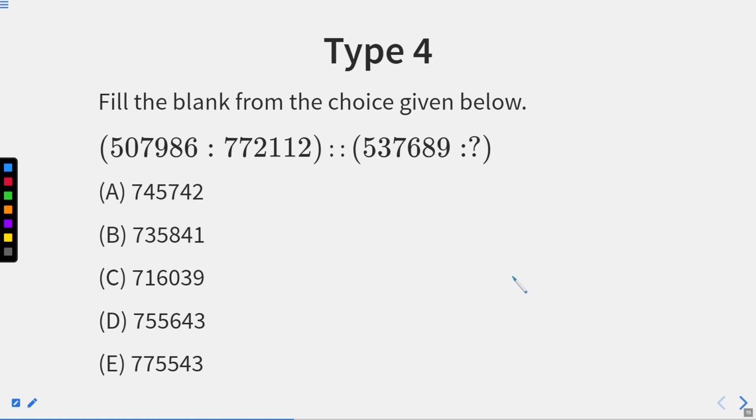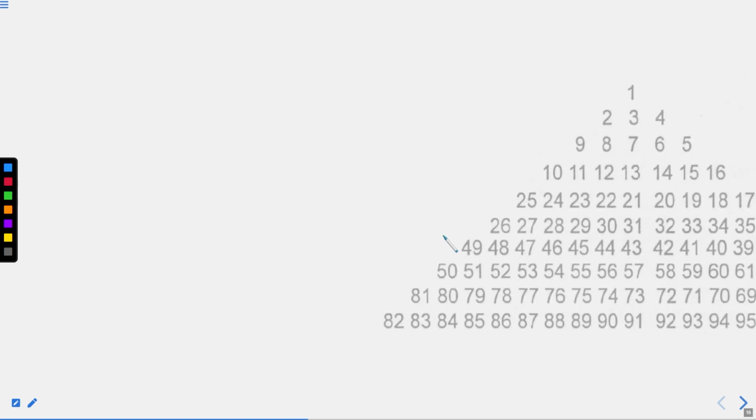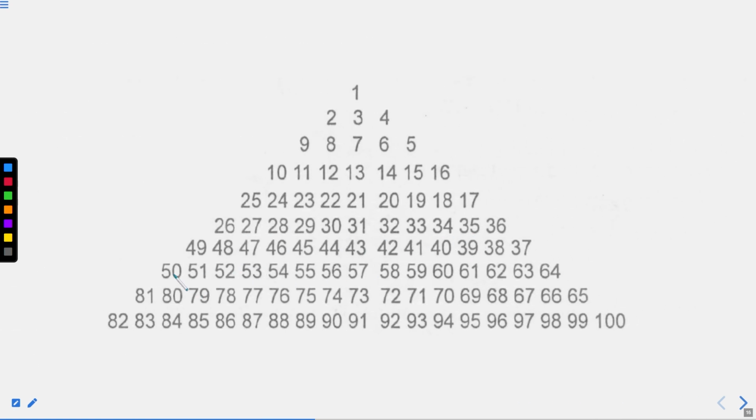So now I'll draw the relation for you first. The question says 507986, this is the relation, is converted into 77211, this is the number. So first I will draw this. 507986, what is it? Where are they? 5079, where is 86? 86, here it is. 507986. Okay, this is a number.